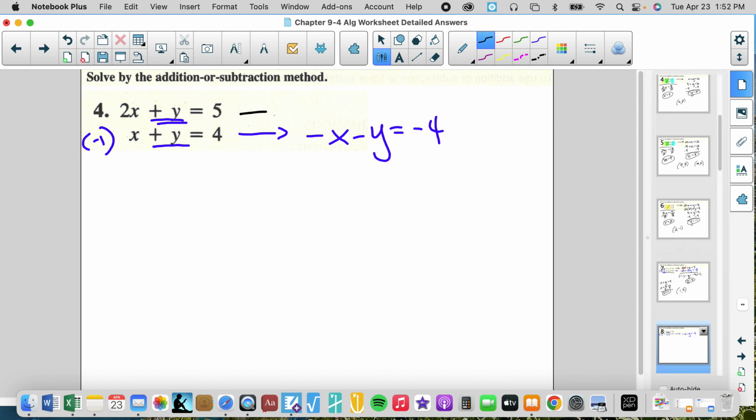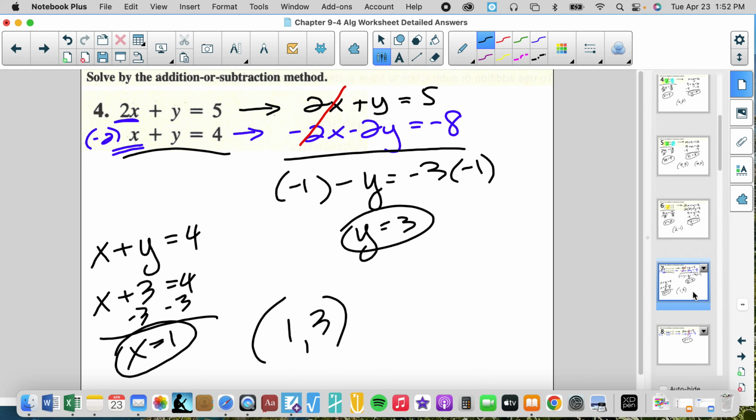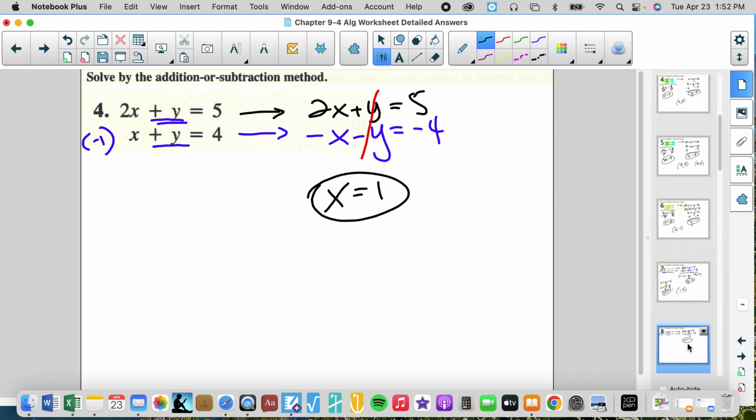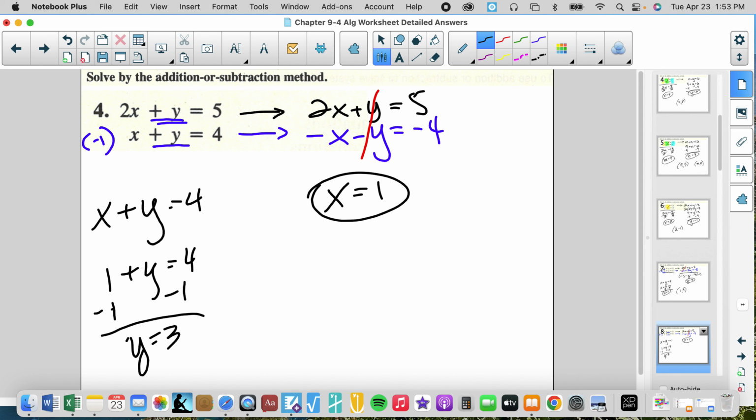And that top equation just stays along. 2x plus y equals 5. We see the y's cancel. We're left with x equals 1. And yes, remember, my x did equal 1. And then we can plug it back in here. 1 plus y equals 4, minus 1, minus 1, y equals 3. We still get the same solution.